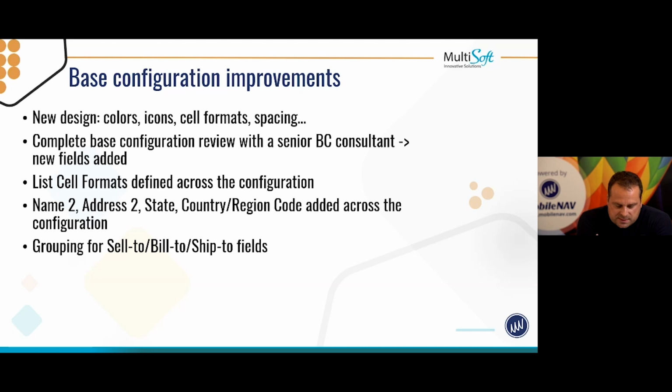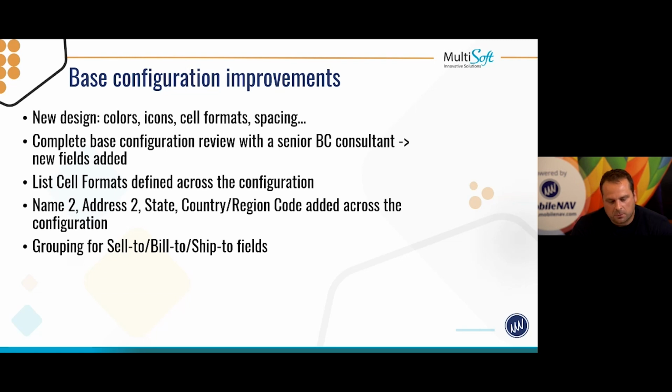Obviously, we have set the list cell formats as I already mentioned. So the 6-cell based format has been introduced across the configuration. We have extended the configuration with name to, address to, state, country, and region code by default, which was not there yet. We have introduced grouping for the sell-to, bill-to, ship-to fields.